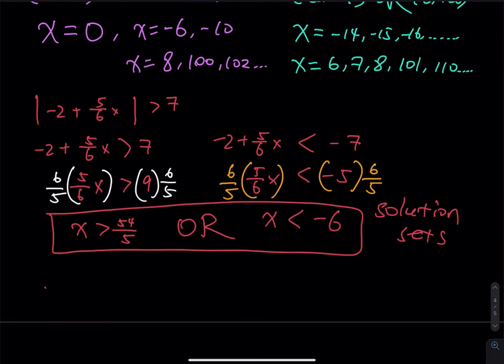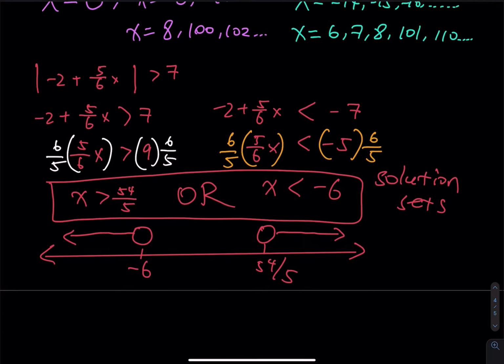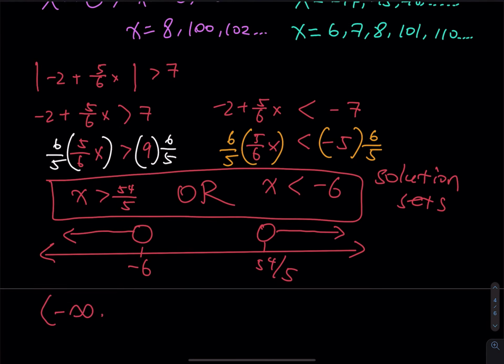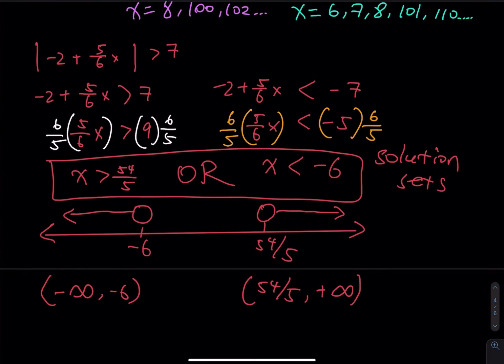And then the number line, we have small number on the left, big number on the right. So this is a greater than, and then this is a less than. No solid circle because there is no equal. Then from negative infinity to negative 6, 54 over 5 to positive infinity. 54 over 5 is about 10.8 to positive infinity.